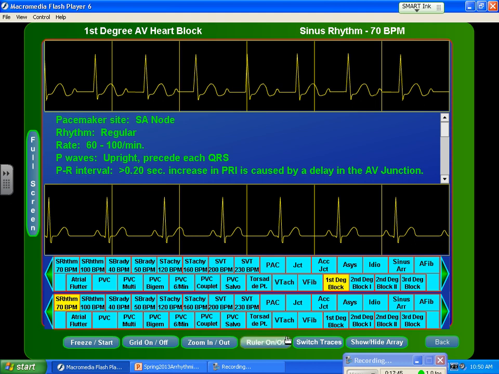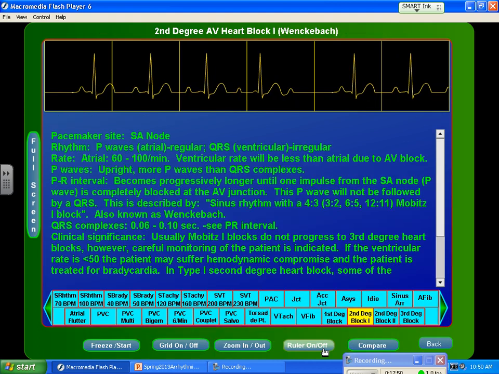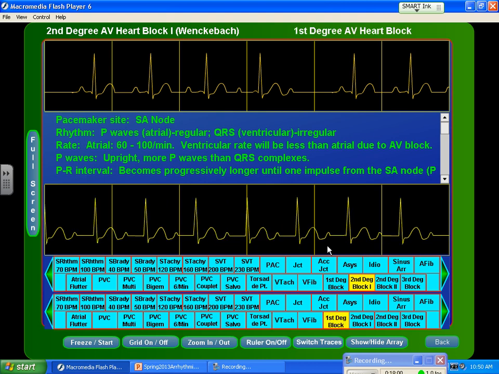So I'm going to put first degree block on the bottom, and I'm going to put second degree type 1. Second degree type 1, and first degree is on the bottom. Okay, so we have second degree heart block, and there's two types of second degree heart block. Type 1 is also called Mobitz 1, or it's called Wenckebach. Obviously, after the doctor who discovered and identified it, probably.